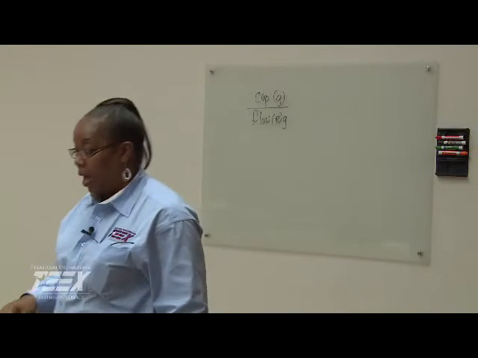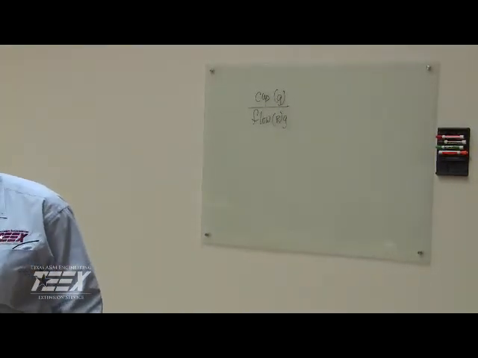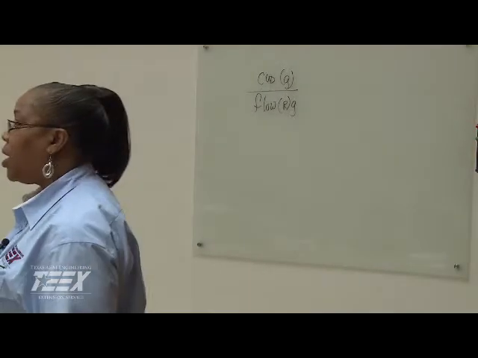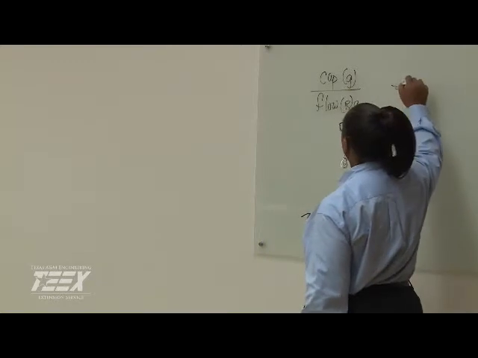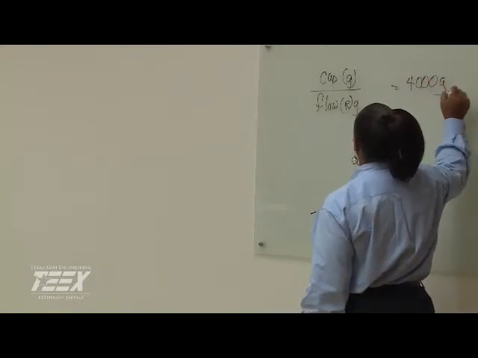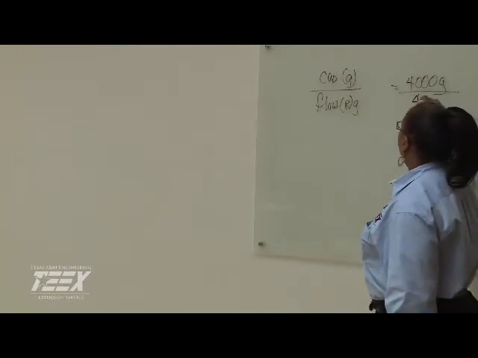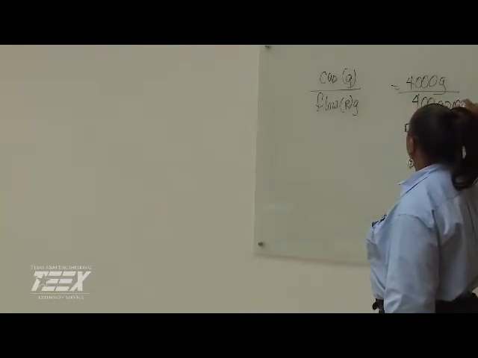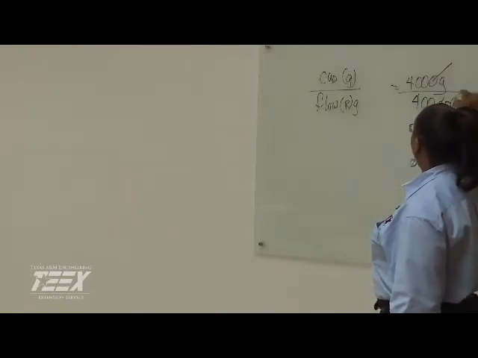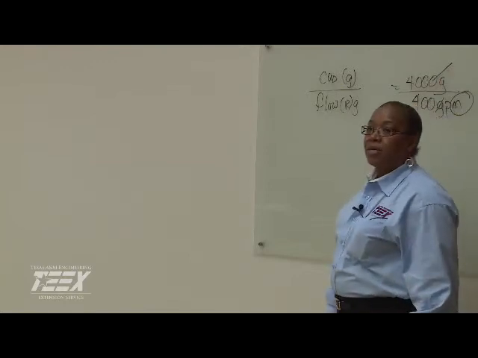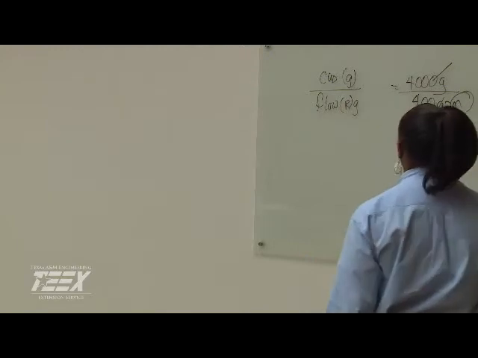All right, number 1. They want to know how many minutes it will take to fill a 4,000 gallon tank at 400 gallons per minute. What is the capacity of the tank? 4,000 gallons. What's your flow rate? 400 gallons per minute. What happens to gallons? They cancel out, leaving me with minutes. So 4,000 divided by 400 will give me how many minutes? 10 minutes.